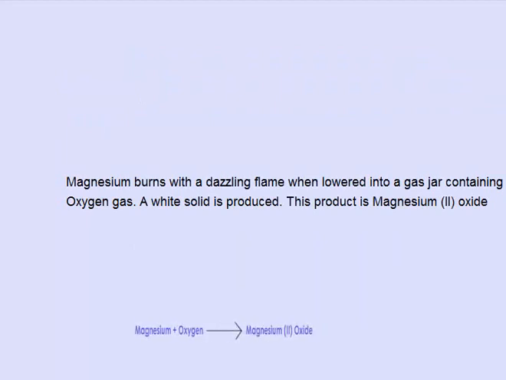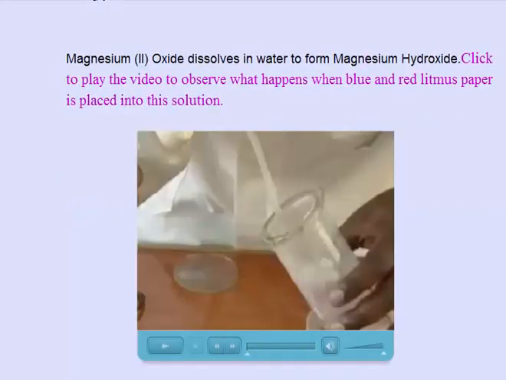Magnesium burns with a dazzling flame when lowered into a gas jar containing oxygen gas. A white solid is produced. This product is magnesium 2 oxide. Magnesium 2 oxide dissolves in water to form magnesium hydroxide. Click to play the video to observe what happens when blue and red litmus paper are placed into this solution.